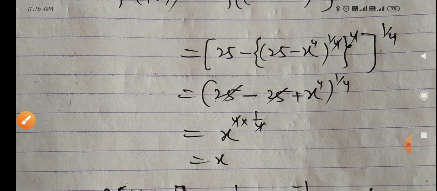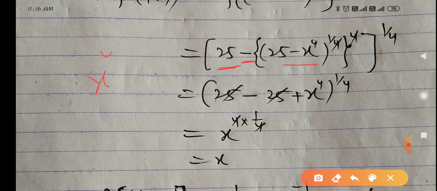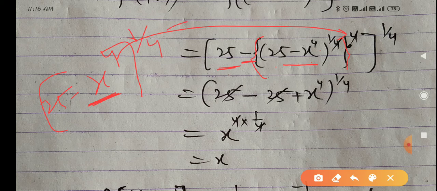So you can see this step. f(x) was 25 minus x⁴, and in place of x I have put (25 − x⁴)^(1/4). Since it was given as x to the power 4, in place of x I am putting (25 − x⁴)^(1/4), the outside power 4 stays the same, and outside the bracket the power given is 1/4. You can see this power.